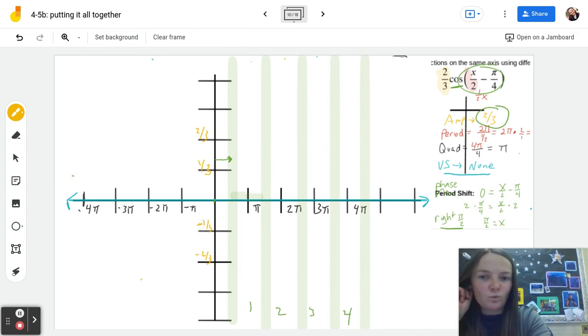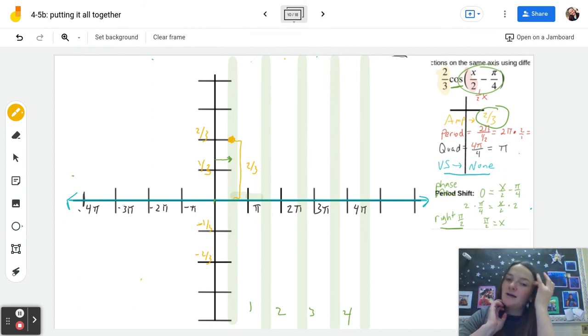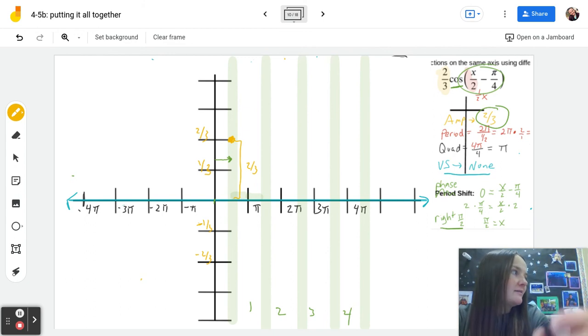Normally cosine starts at 1, but this time cosine needs to start 2/3 away from the midline. So I need to go a distance of 2/3 from the midline, which lands me right here on my first quadrant line. I'm going to start at a maximum of 2/3, and I'm also going to shift to the right pi over 2. From there, once we have all of this set up, it should be pretty easy to find the solution.